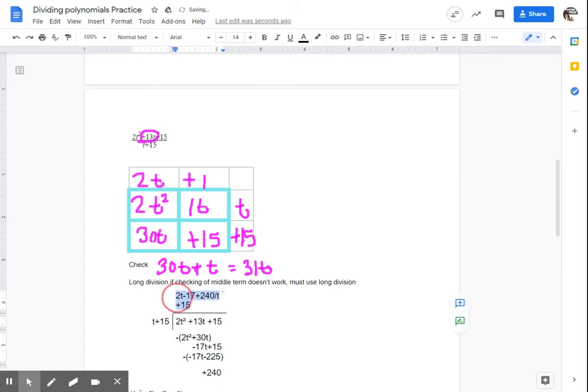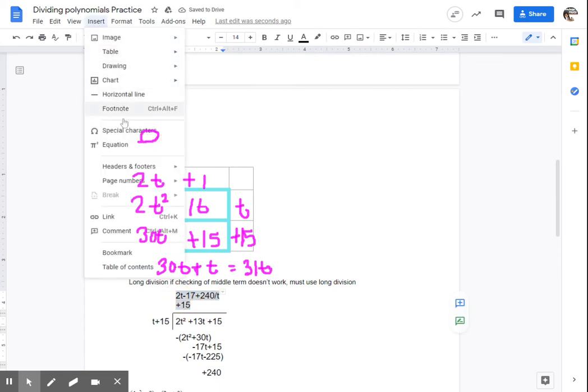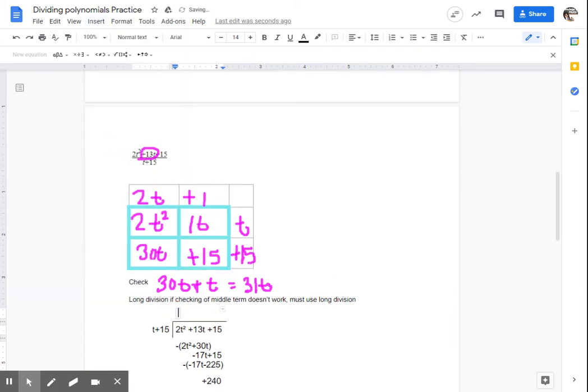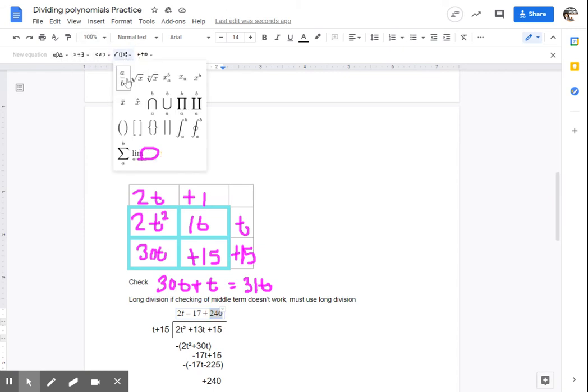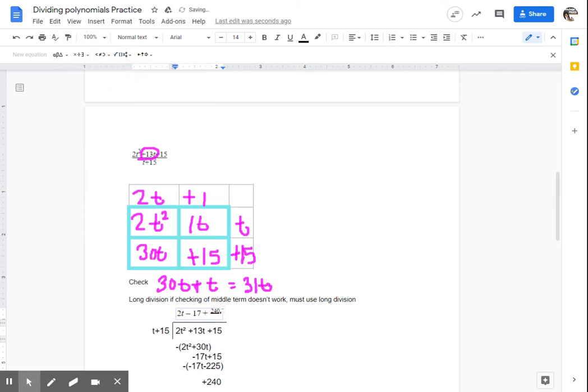So let's add this into the quotient. We're going to insert the equation so it looks a little bit better. 2t minus 17 plus 240 divided by, and add the fraction part. And we put t plus 50. So that would be my answer.